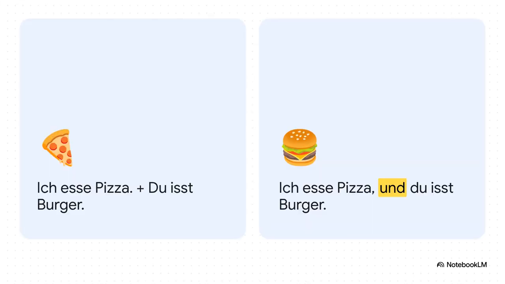You've got I eat pizza and you eat burger. You just pop und in the middle. Now look closely at that second part. Du isst Burger. Subject, du, then the verb, isst. It's perfectly normal word order.